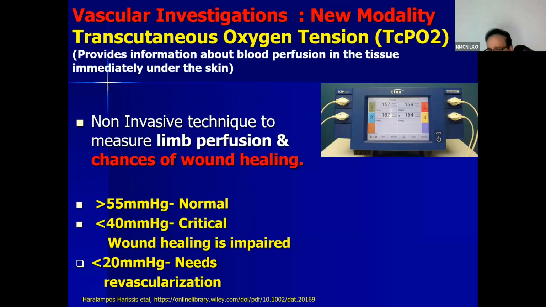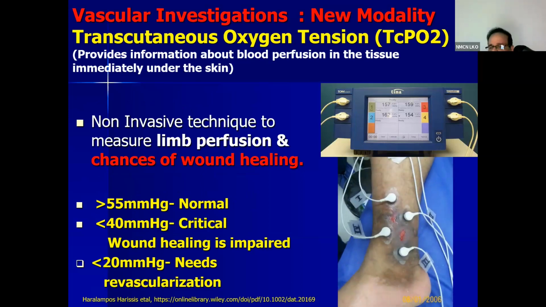You should put the different electrodes around the wound. If you have only one electrode, then you should put it proximal to the wound, and then it is measured. If it is more than 55, it is normal. Less than 40 is critical. Less than 20, the patient needs revascularization. So it should be done just before the angioplasty or bypass surgery, and should be repeated subsequently, so that you can come to know whether the angioplasty or bypass surgery has been effective or not, and whether the ulcer is going to heal or not.